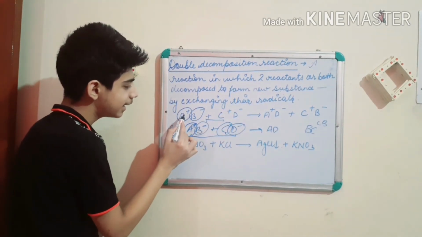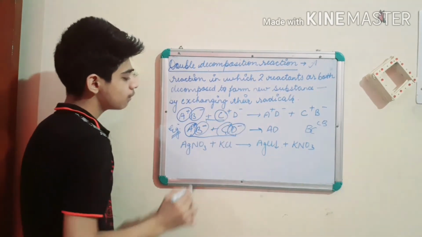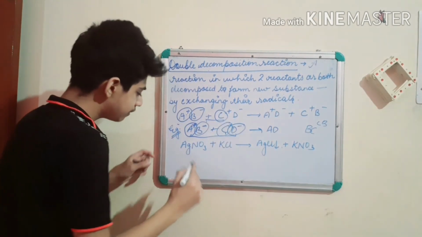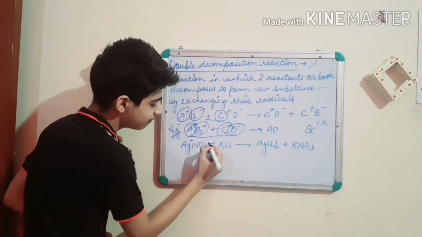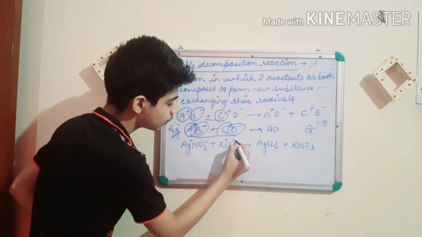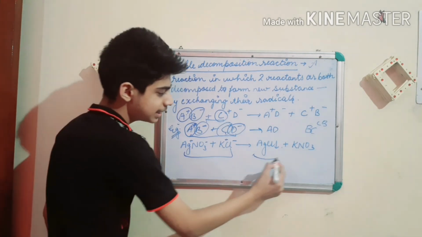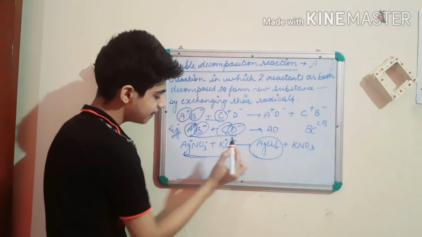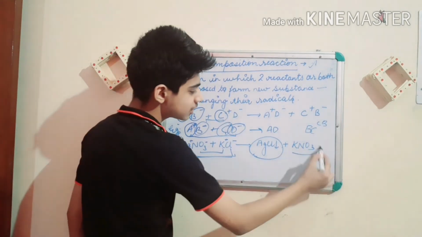It cannot be that when AB and CD are reacting, A forms a compound with C. No, because both are positive, so they will not react. Now let's take an example: AgNO3, silver nitrate. Ag is positive, nitrate is negative. KCl, potassium chloride. K is positive, chloride is negative. So Ag will react with Cl. AgCl, because Ag is positive and Cl is negative, so it forms silver chloride, and K is positive, NO3 is negative, so KNO3, potassium nitrate.